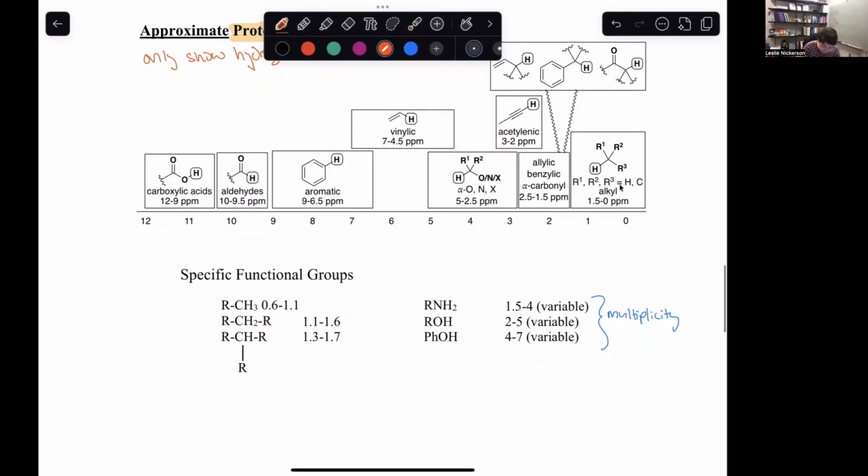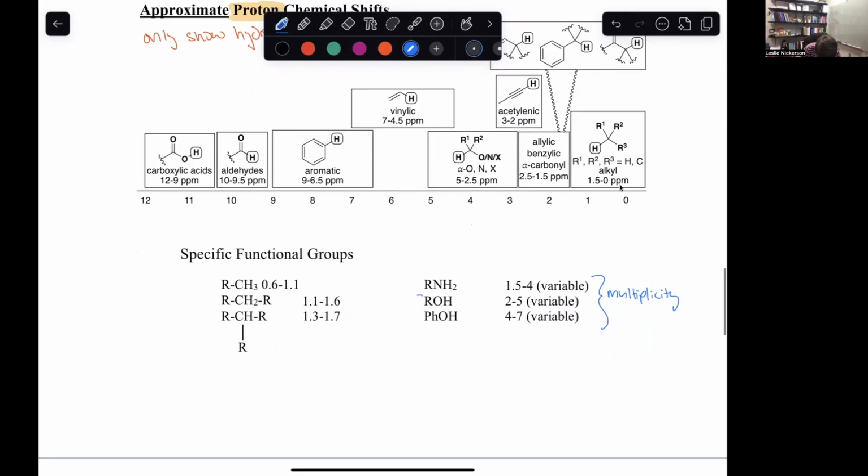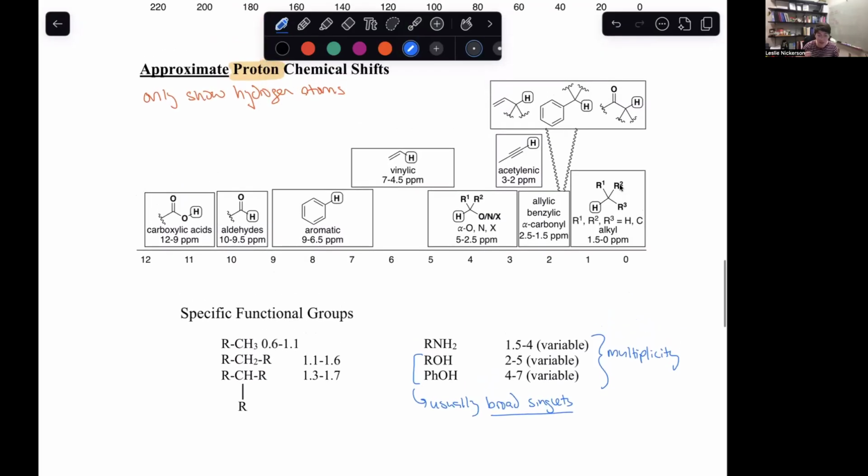For amines and alcohols, they have an annoyingly large range of chemical shift spots. They're typically going to show up as broad singlets. That's just because of the acid-base properties of that OH, where we can think about it popping on and off too much to actually lock down a particular peak shape. So it's usually going to be a broad singlet that you're looking at. That's what we're looking at for our chemical shifts. So that is the first little piece of the puzzle here.